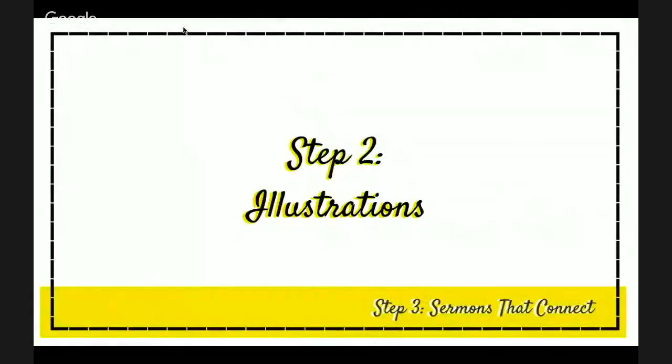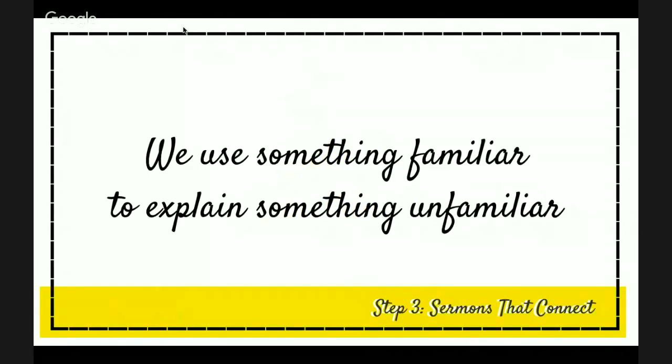Step two is illustrations. And an illustration is really a comparison or an example intended to help explain something. Or let me say it this way. We use something familiar to explain something unfamiliar. A friend of mine recently preached, he was communicating to husbands in regards to how they treated their wives. And he was talking about washing their wives with the word.